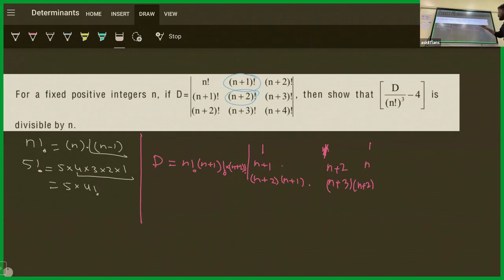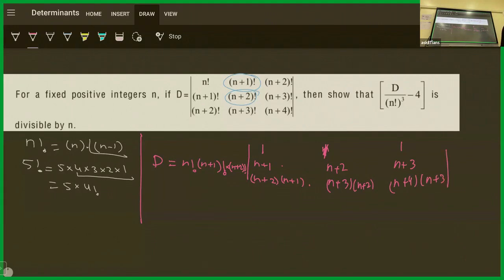Correct. So we are skipping one step in this. From n plus 2 we are taking n plus 2 common, right, from column 3. So प्रणव बताओ क्या बचेगा? हाँ, then n plus 3, and then n plus 4 into n plus 3.